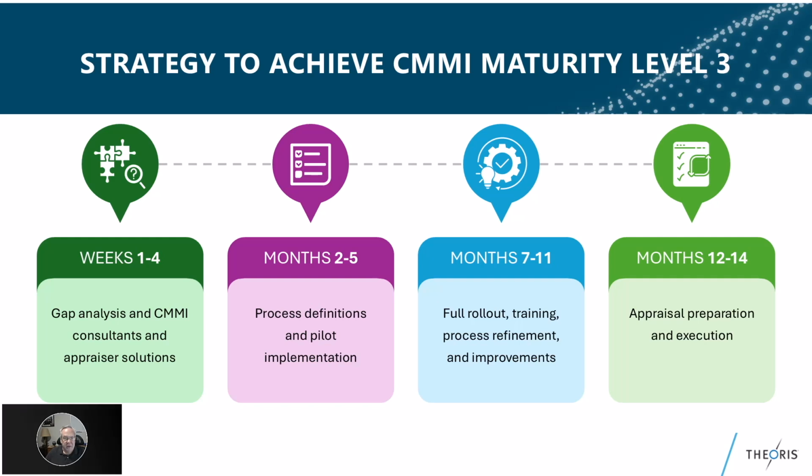And then months 7 through 11, it's the rollout. Full rollout of training and more training, process refinement, and process improvements. A collection of objective evidence will be gathered, which prepares the organization for the benchmark appraisal. And then finally, months 12 to 14, you have the appraisal preparation and execution of the benchmark appraisal.